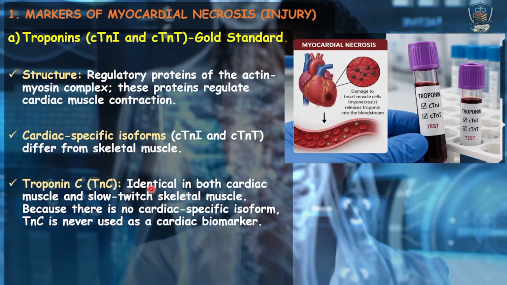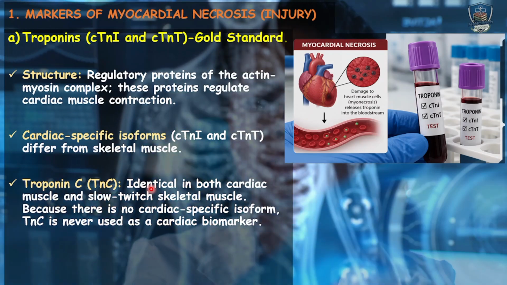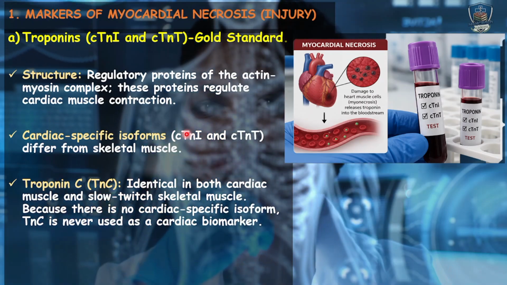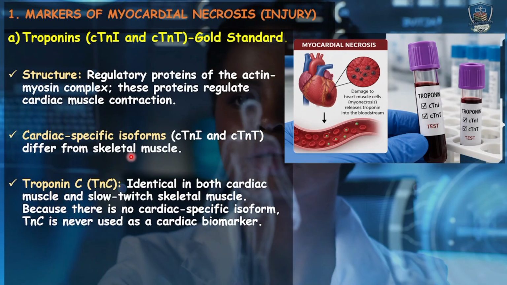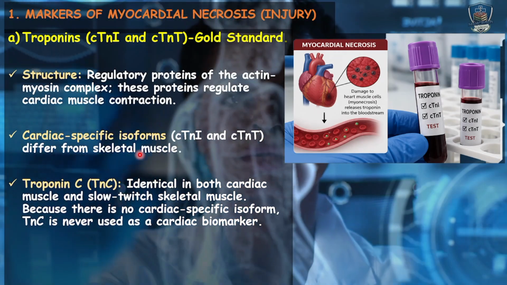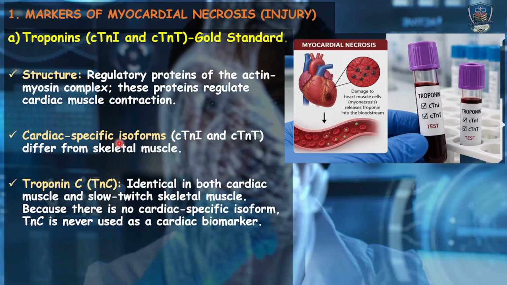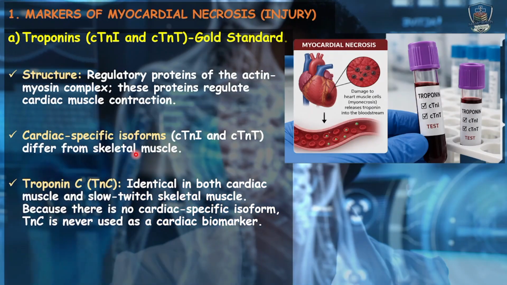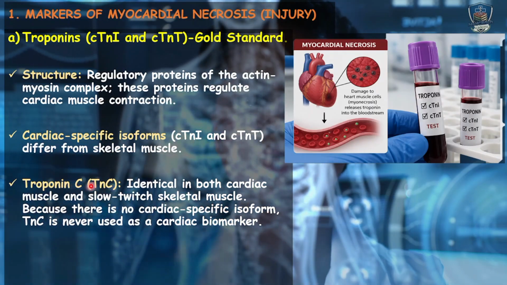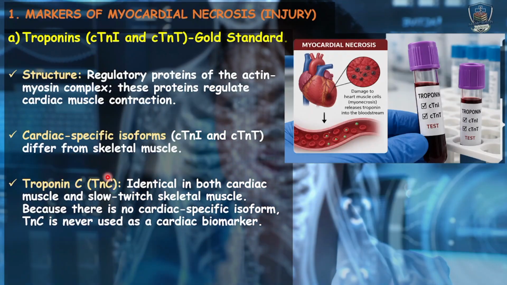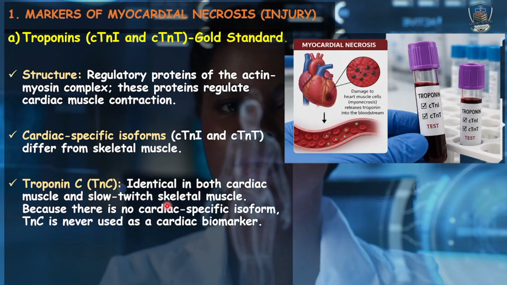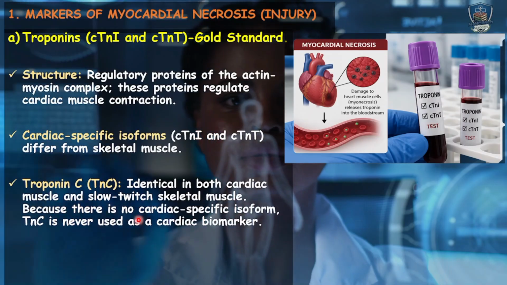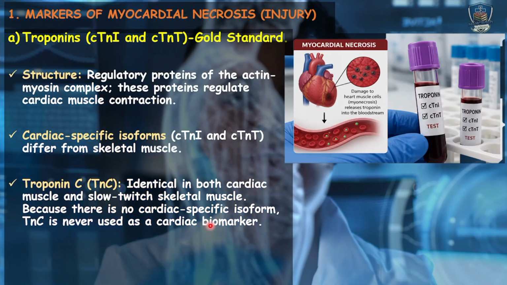Apart from that, you have to identify the cardiac specific isoforms. The two common ones are the cardiac troponin I and the cardiac troponin T. These are cardiac specific; they differ from those released from the skeletal muscles. But remember, you may also come across troponin C. This one is rarely used because it's identical in both cardiac and skeletal muscle. Because there is no cardiac specific isoform, TnC is never used as a cardiac biomarker.